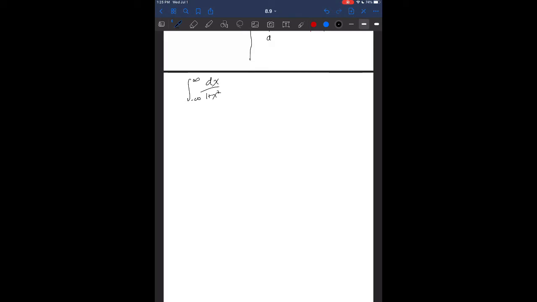Okay, so I'm going to take my own advice. I'm going to pick my a value as 0. So this is the limit as b goes to negative infinity of the integral from b to 0 of dx over 1 plus x squared, and the limit as c now goes to positive infinity of the integral from 0 to c of dx over 1 plus x squared.